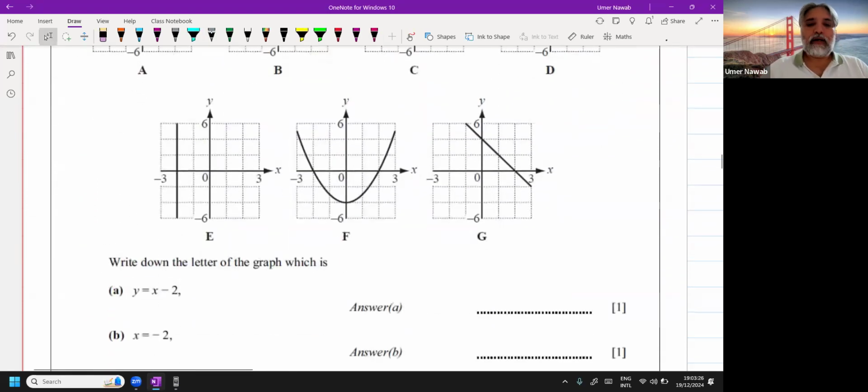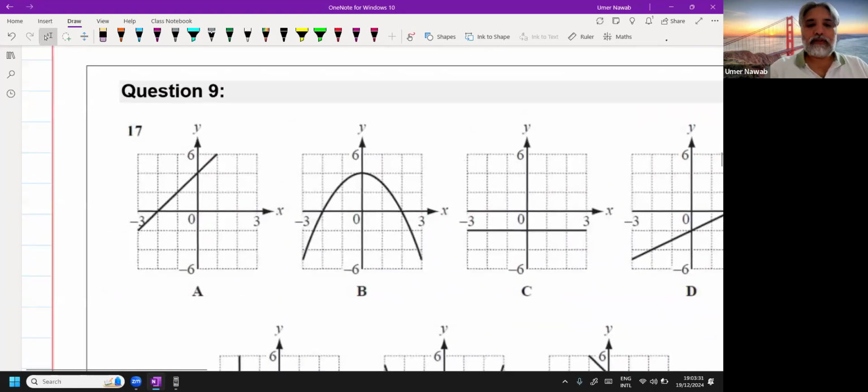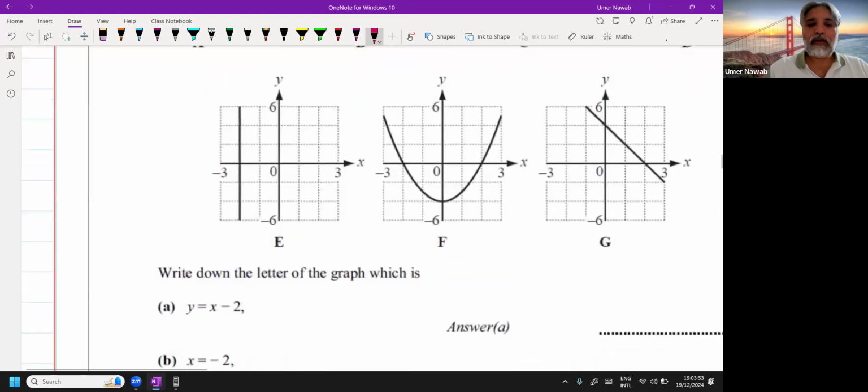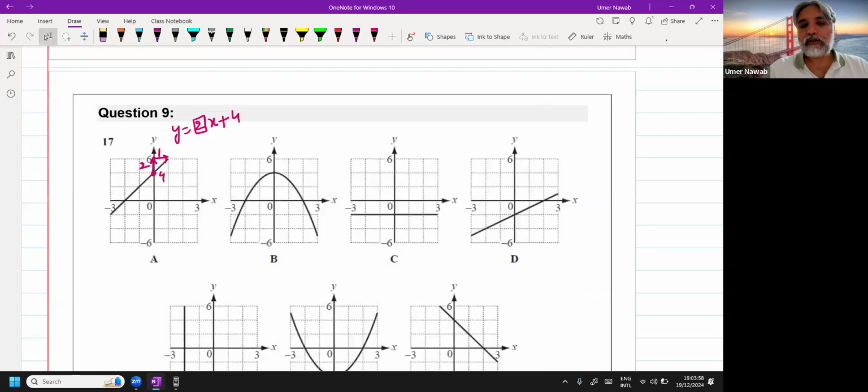Now, I want to write this equation. It's pretty simple, guys. If I want to write the equation, so this is, I think, 4. So y is equal to mx plus 4. What is the rise over run? So this is rise and this is run: 2 and 1. Okay, so y is equal to 2x plus 4. Do we have here y is equal to 2x plus 4? No, it's not there.